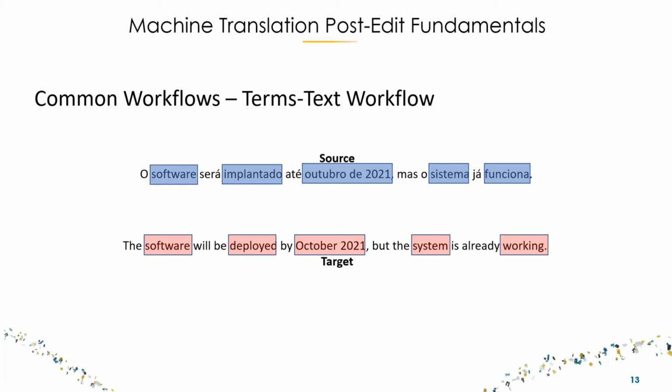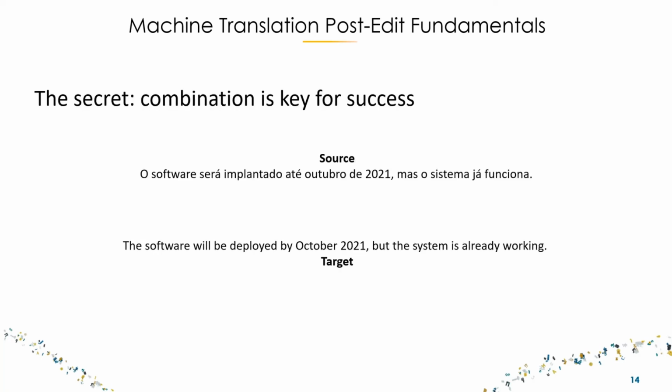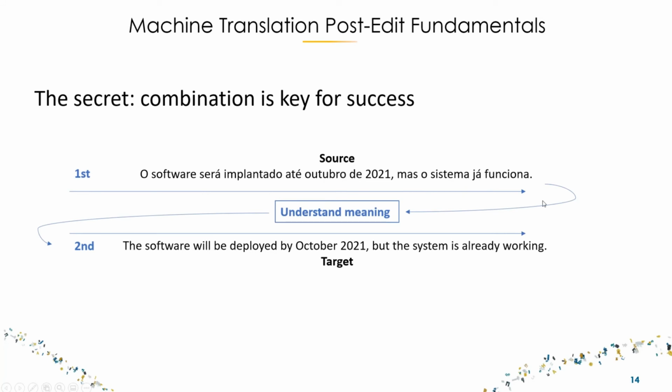The downside is that you can only use this to check terms in an isolated way and you are unable to use only this workflow. After you proceed and fix the target, you should revise and see if there are any typos or misspellings. The secret to a successful post editing is a combination. So make sure to use all those three workflows and put them into your daily work.